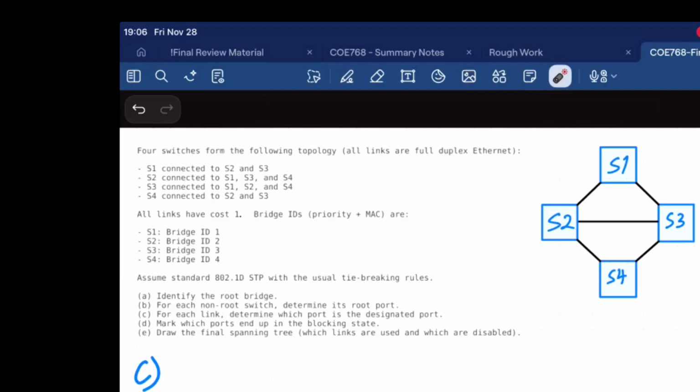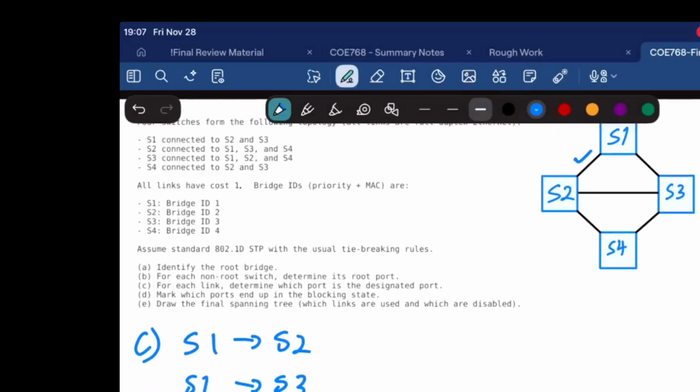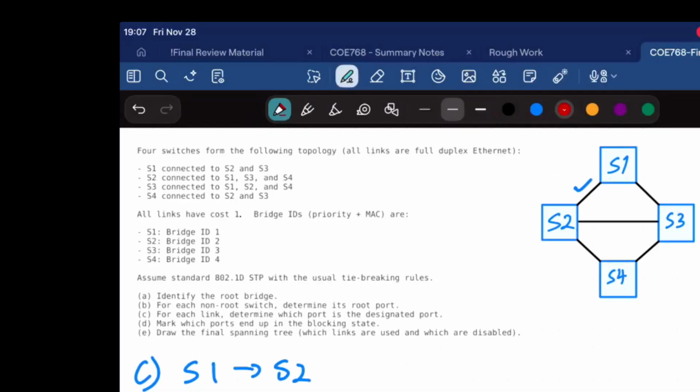So, starting with S1, going to S2, we know this port is S2's root port, therefore it cannot be touched. So we don't do anything to it; it stays on. Next one for S1, we have S3. S1 to S3, once again, this is S3's root port. Therefore, we would not change anything about it. Let me just identify that.